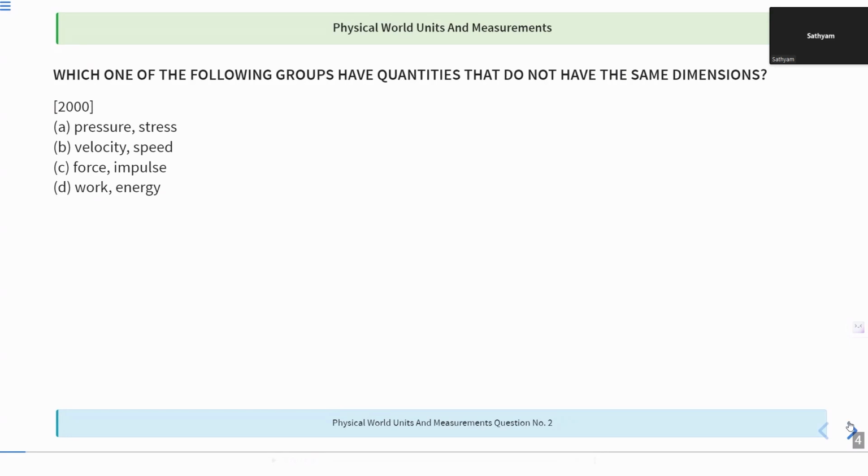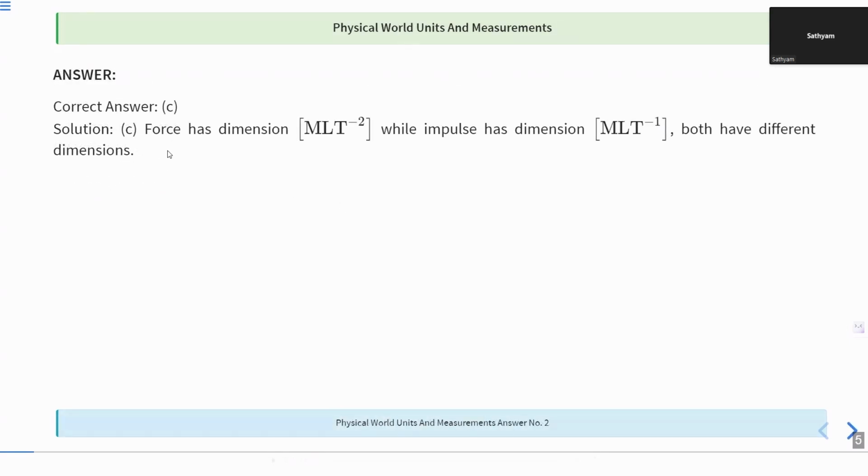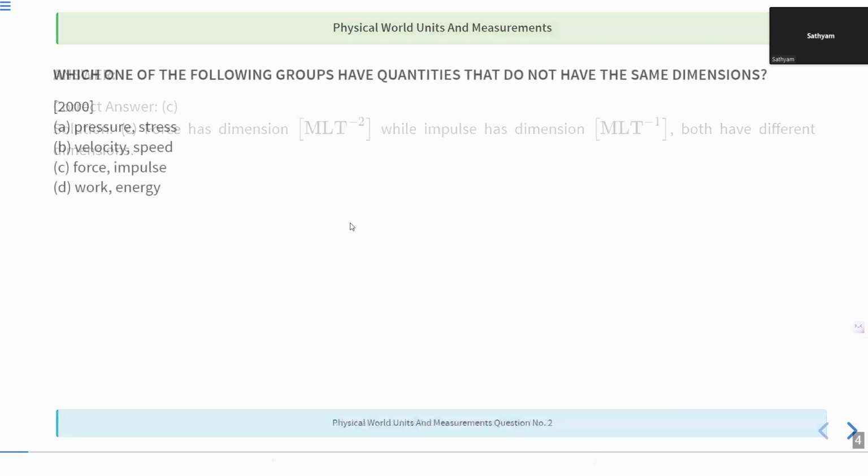So coming to this question, the solution is that force has dimension of MLT^-2, whereas impulse has MLT^-1. Both have different dimensions. Again, the formula is the same. Pressure is force upon area, right? And then you have velocity, which is meter per second square. Speed is also meter per second square.